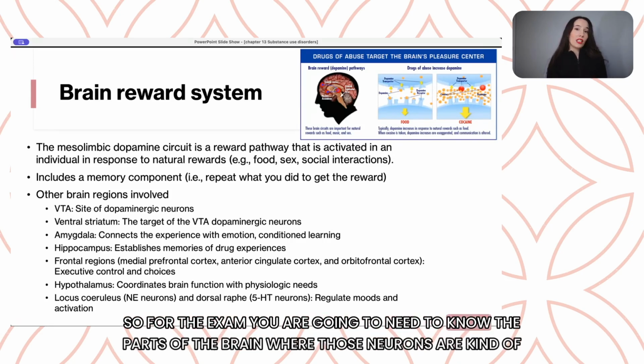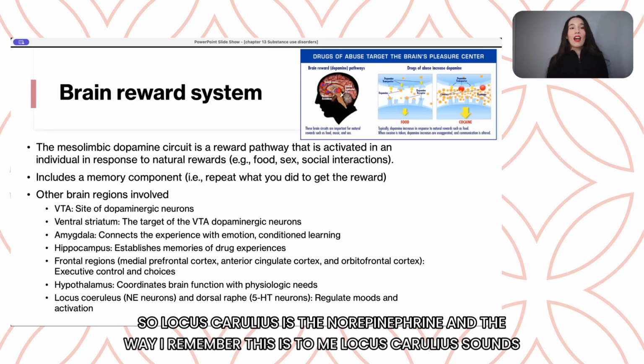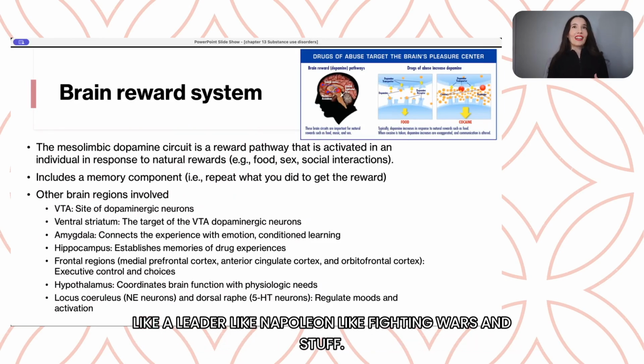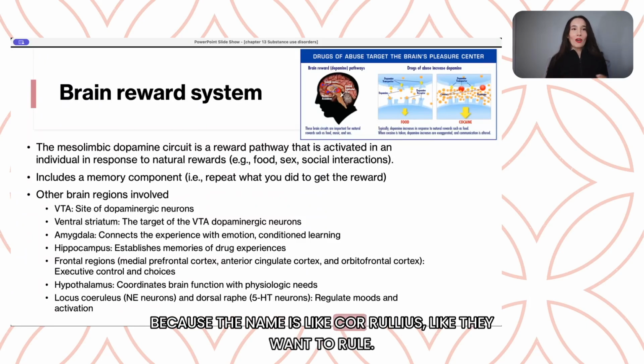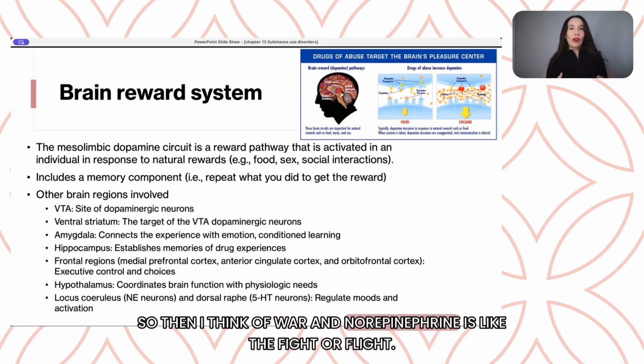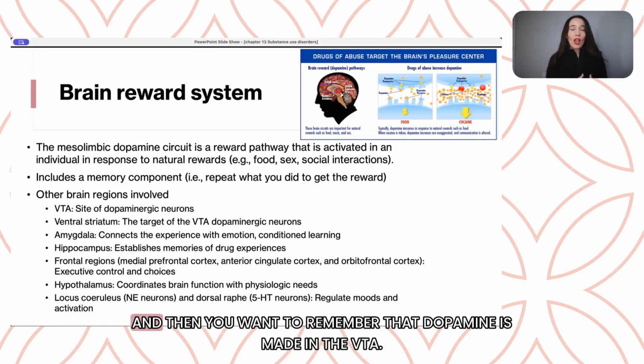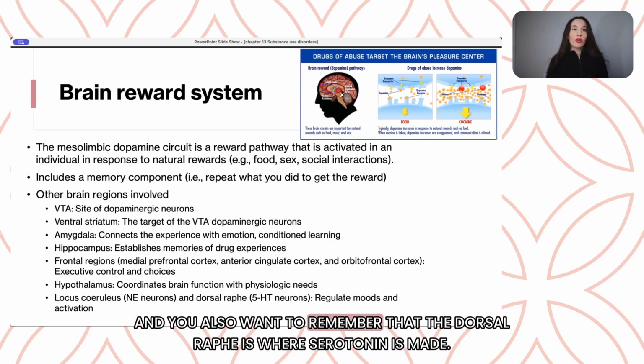So for the exam, you are going to need to know the parts of the brain where those neurons are. So locus coeruleus is the norepinephrine, and the way I remember this is, to me, locus coeruleus sounds like a leader, like Napoleon, like fighting wars and stuff. I don't know why I think of this. I think it's because the name is like coeruleus, like they want to rule. So then I think of war, and norepinephrine is like the fight or flight. And then you want to remember that dopamine is made in the VTA. And you also want to remember that the dorsal raphe is where serotonin is made.